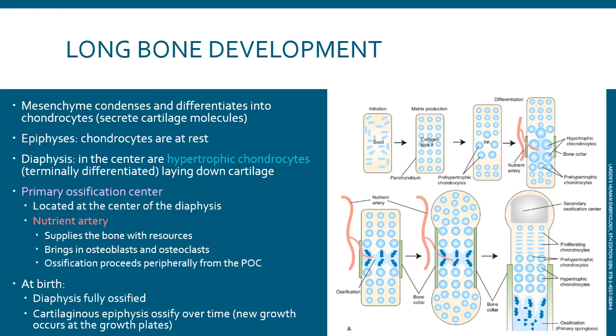That is where you get a nutrient artery that has actually reached into the interior of the bone, and is supplying nutrients to that region. That artery brings in osteoblasts and osteoclasts, which can then begin the process of bone formation. And then from that point, ossification proceeds peripherally in both directions, so towards both epiphyses. At birth, the diaphysis will be fully ossified, but as we talked about, the epiphyses remain cartilaginous up to a point to allow for new growth and lengthening of the bones.